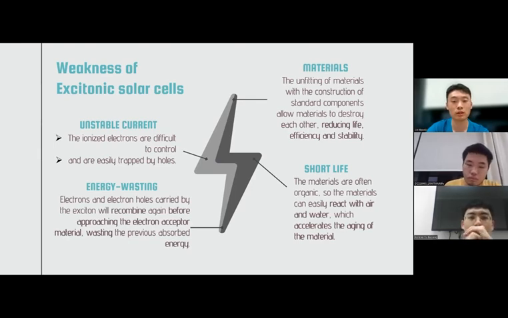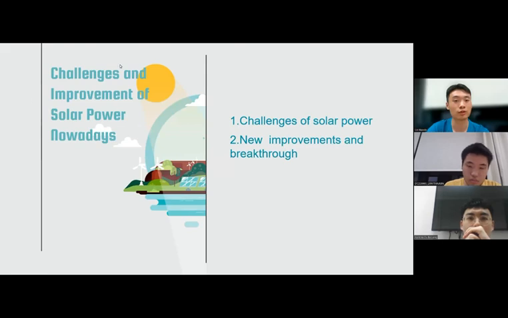So how to solve these problems? That is my teammate's part, who will introduce this. And now I would like to introduce the challenges in the improvement of solar power nowadays. The first part is the challenges of solar power, and the second part is new improvements and breakthroughs.